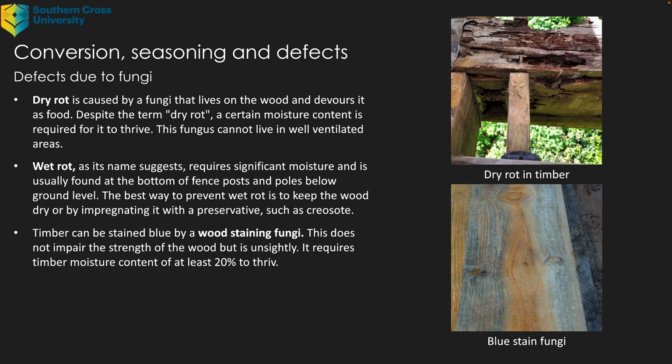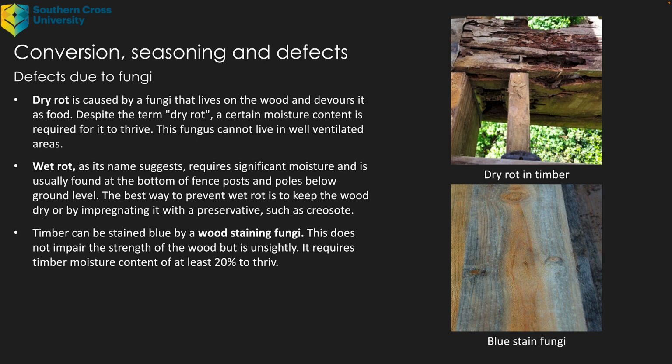Now we're going to look at defects due to fungi. It's part of our third area of classification: fungi or insect attack. Dry rot is caused by a fungi that lives on the wood and devours it as food. Despite the term dry rot, a certain moisture content is required for it to thrive. This fungus cannot live in well-ventilated areas.